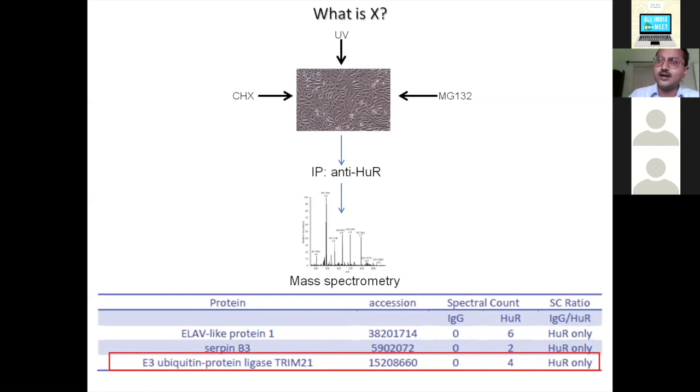Now, no one knew that TRIM21 interacts with HUR, or causes degradation of HUR, or was a part of the DNA damage response pathway. People have been studying the DNA damage response pathway for the last 30 years, but still people didn't know that it was part of the DNA damage response pathway.